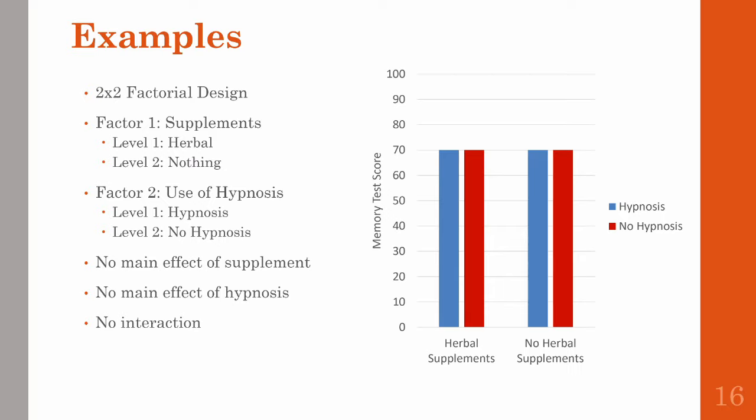Another example, we have the effects of supplements and hypnosis on memory. The blue bars here are all even, so this would indicate that there are no main effects at all, and the red bars are all even as well, and there's no interaction here. So basically, there's no differences anywhere here. So no main effect of supplement, no main effect of hypnosis, and no interaction between.